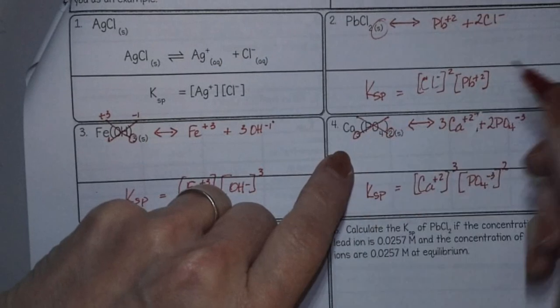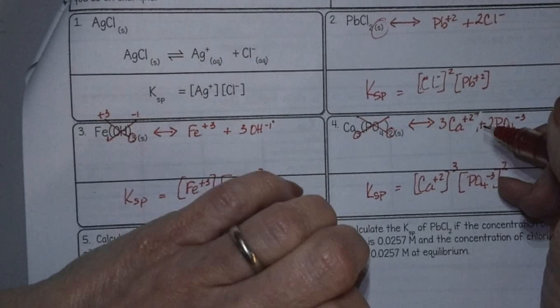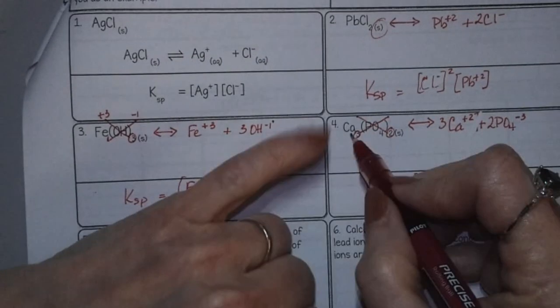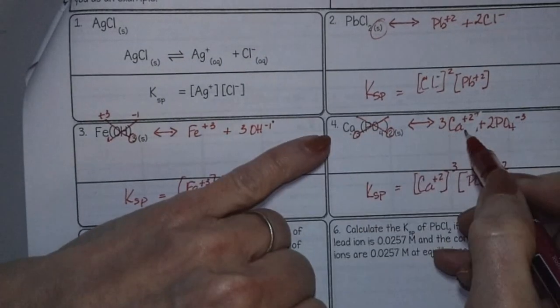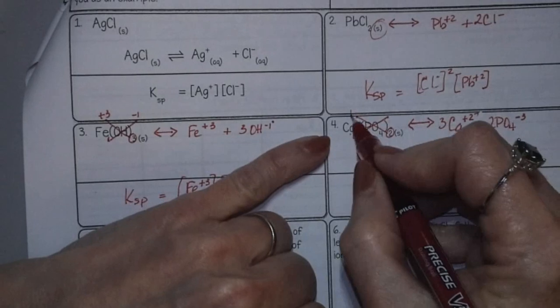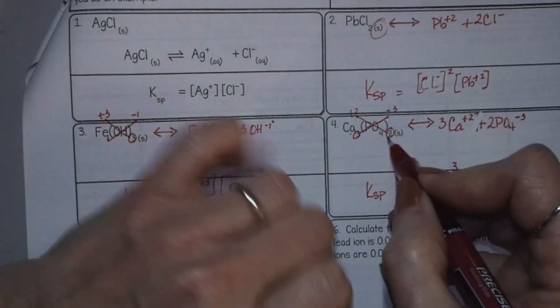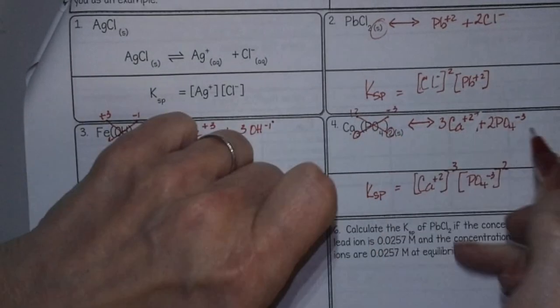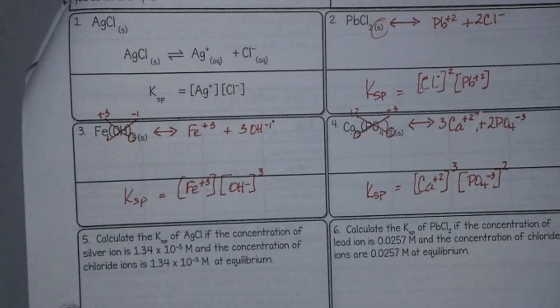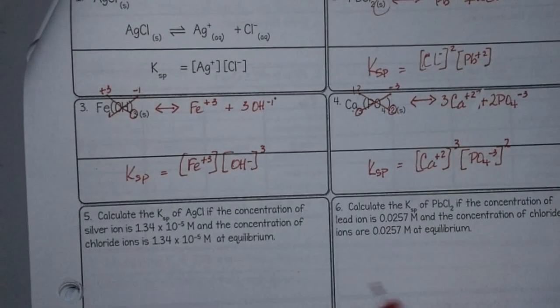Also, we can say that, oh, there are 3 of the calcium ions. So this is +2 and this is -3. And there are 2 of the phosphate ions. Yes? Okay. And then again, it's products over reactants, but the reactants are solid, so we don't have to incorporate them.